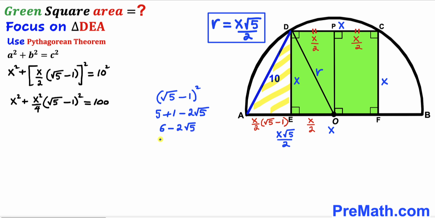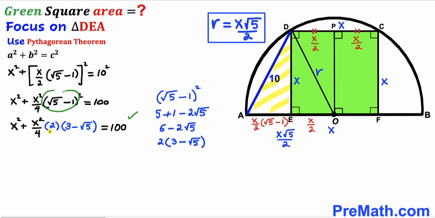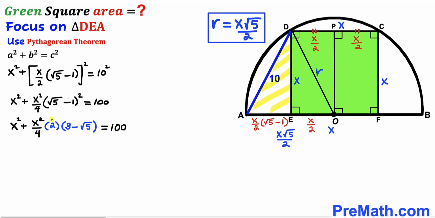We can see 2 is in common. I'm going to factor out 2, so we get 3 minus square root of 5. As you can see in this next step, I have replaced this whole part by 2 times 3 minus square root of 5. And now let's make an observation. We can see this 2 and 4 can be reduced to 1 divided by 2, as you can see in this next step. Now I'm going to remove this fraction by multiplying by 2 across the board with each and every term. So we end up with the 2x square.